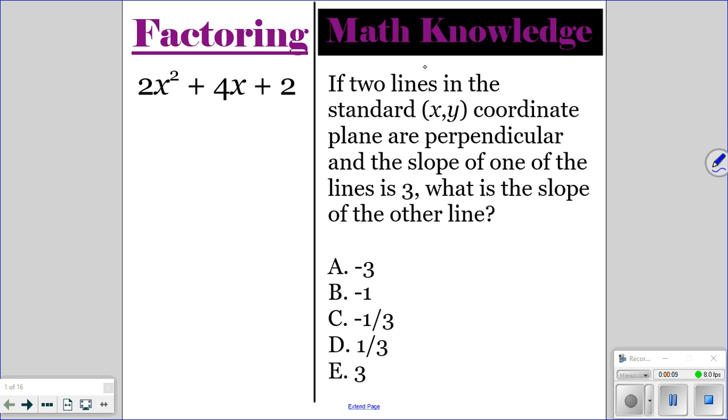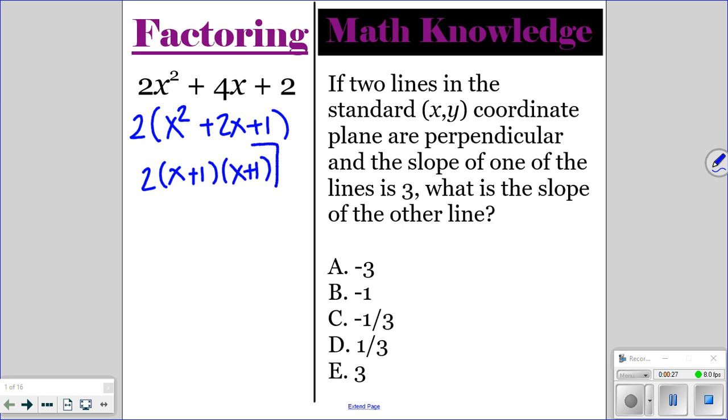answers. So for the factoring, we're going to start off by removing the greatest common factor, which is a 2. And if you factor that out, you'll have x squared plus 2x plus 1. And then you can factor x squared plus 2x plus 1, and that'll give you x plus 1 times x plus 1. So this would be your answer. You can also write it as 2 times x plus 1 squared.